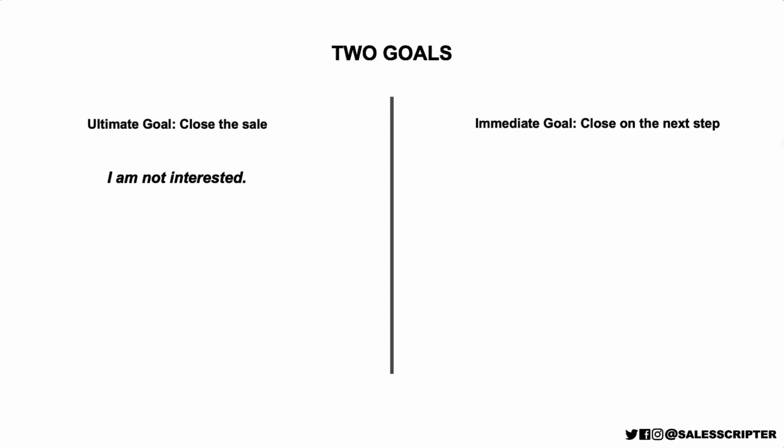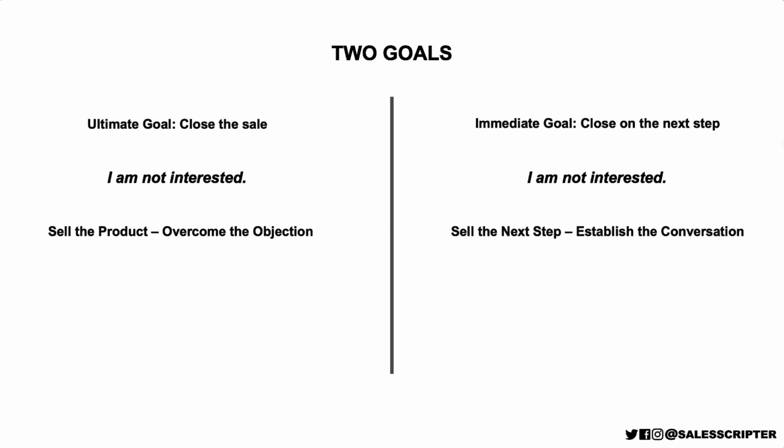When you face the objection of "I'm not interested," your natural instinct is to focus on your ultimate goal. And that leads you to trying to overcome the objection. You feel like you have to say something to make them interested. But if you resist that natural instinct and keep in the front of your mind that I'm not trying to close the sale and I don't have to overcome this objection, you can instead stay laser focused on the next step, which is simply establishing the conversation.